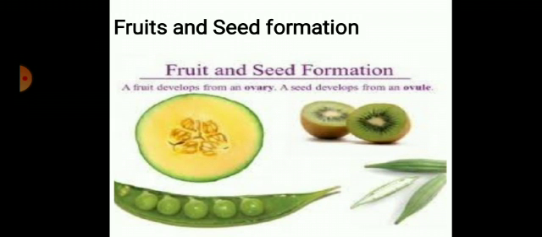Fruit and seed formation. After fertilization, the ovary grows into a fruit and other parts of the flower fall off. The seeds develop from the ovule. The seed contains an embryo enclosed in a protective seed coat. Based on the number of cotyledons in the seed, the angiosperm plants have been divided into two groups, namely dicotyledon and monocotyledon.